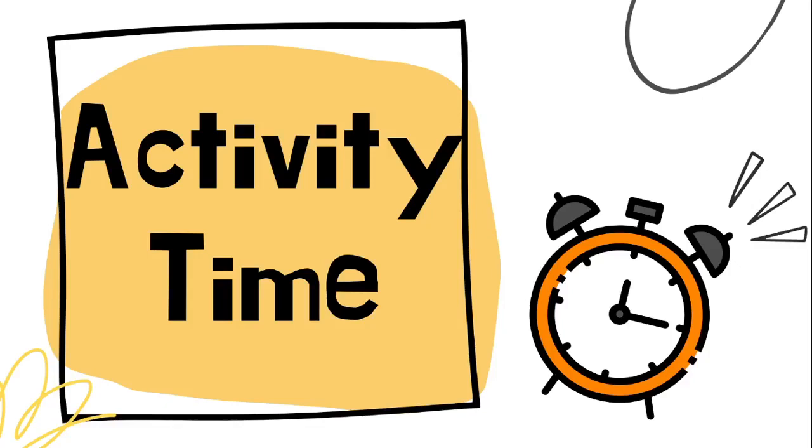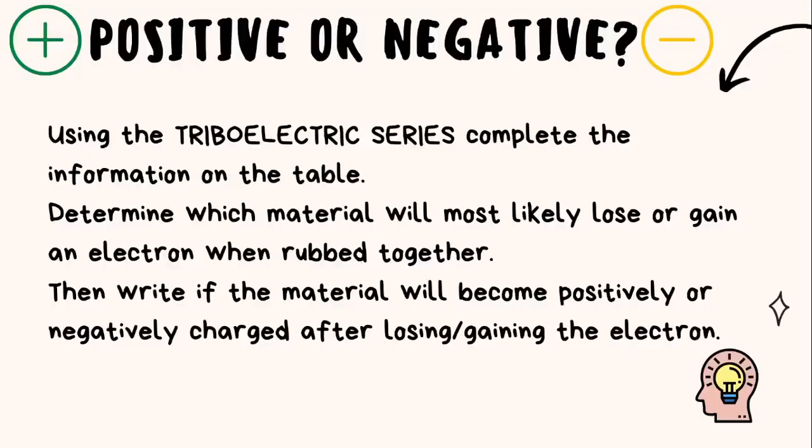We will do the first one first as a bonus. Using the triboelectric series, complete the information on the table. Determine which material will most likely lose or gain an electron when rubbed together. Then write if the material will become positively or negatively charged after losing or gaining the electron.